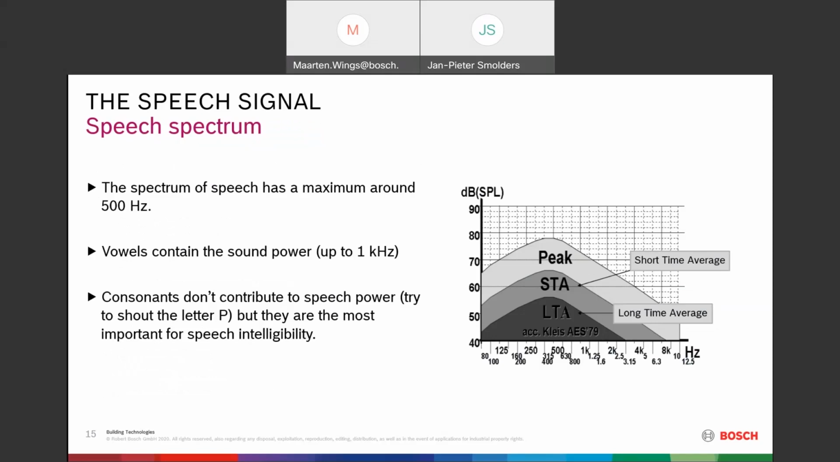Now, if you look at the 1 kilohertz where the vowels are, that is actually the power of the sound of the spoken word, and the area of 2 to 4 kilohertz, the consonants, they don't contribute to the speech power at all. You have to look at it like this. You try to shout the letter P, for instance, you cannot do that. Like an A or an E or O, you can shout it out. You can put a lot of power in it, but a letter P, that will be difficult, right?